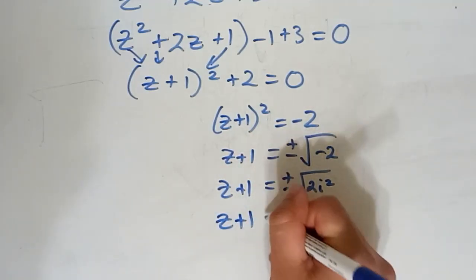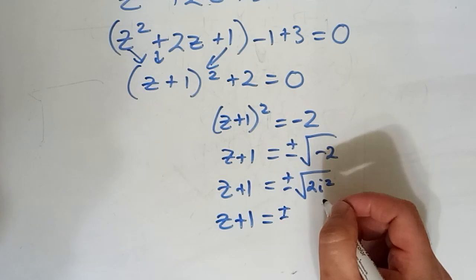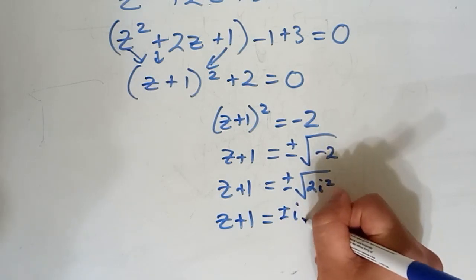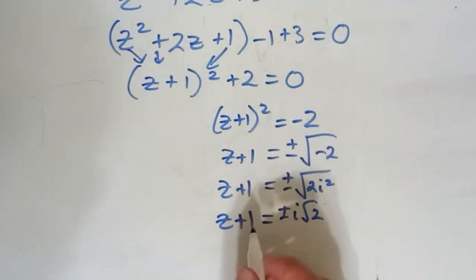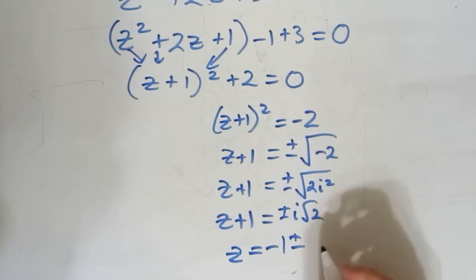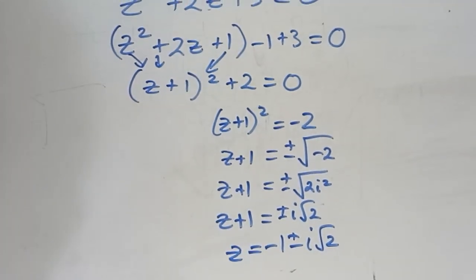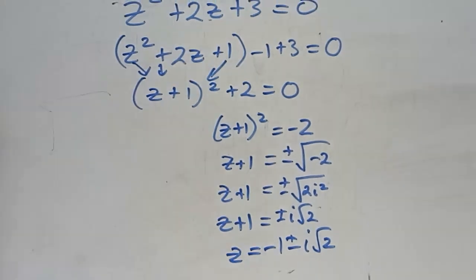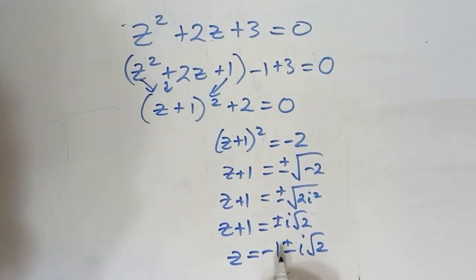So I get z plus 1 equals plus or minus i root 2, if you like. Take out the i squared. Move the 1 across. Probably did too many steps here, but anyway, that's okay. -1 plus or minus i root 2, or root 2i. Okay, so we've got two solutions here.